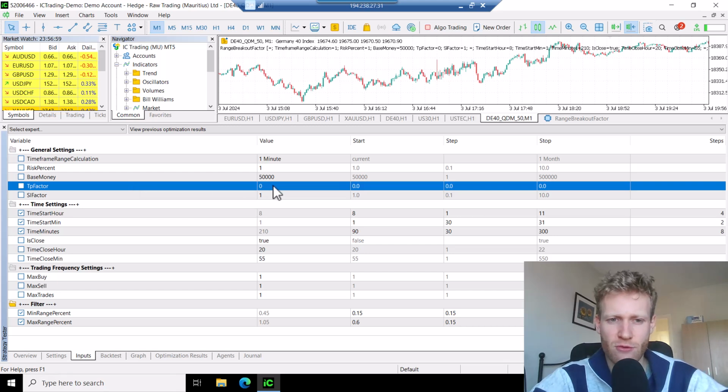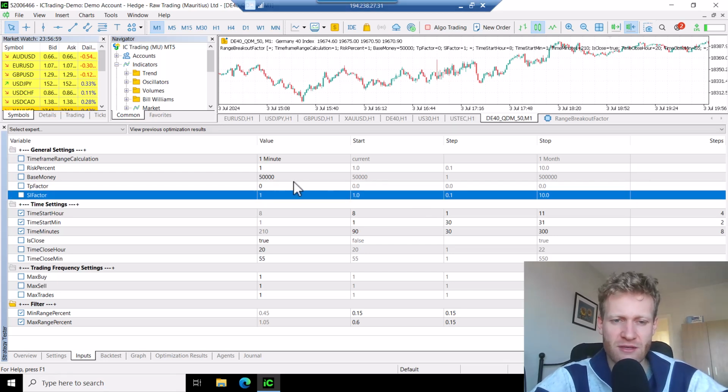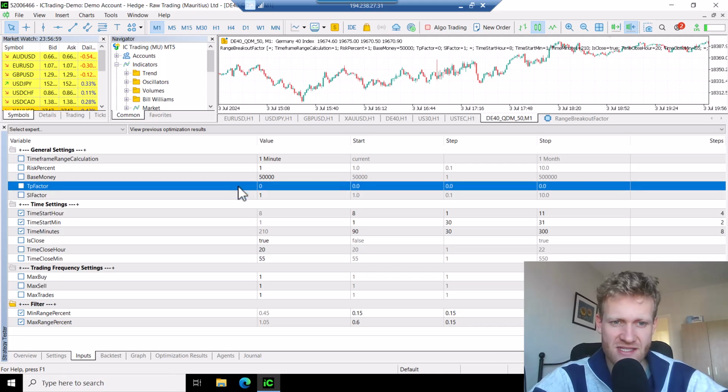Then the TP factor. This is something that you could optimize, but from the past I already know that for the range breakout strategy, usually a TP factor of 0 works best. So if I do not work with a TP. So this is why I did not optimize the TP factor.